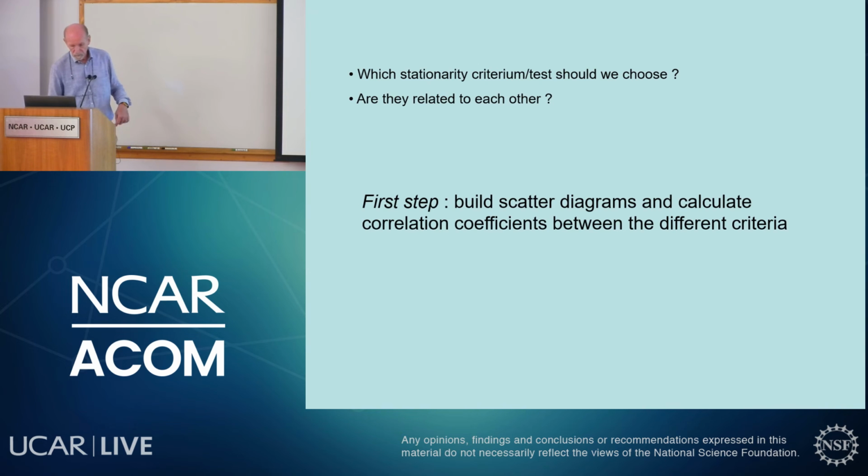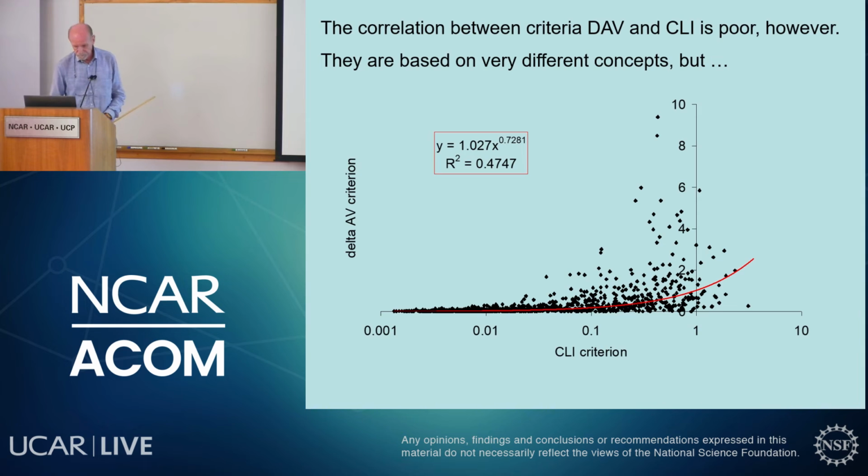So now, since we have several stationarity criteria, which one should we choose? And are they related to each other? So we tried to make a scatter diagram between the DAV and the CLI, but the correlation is poor. So what now?